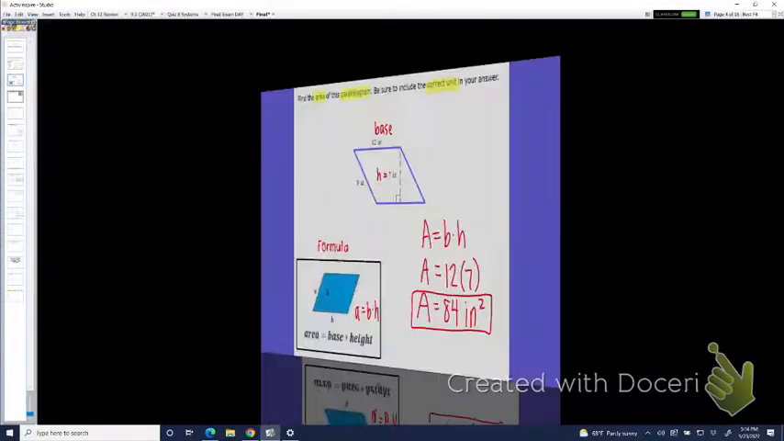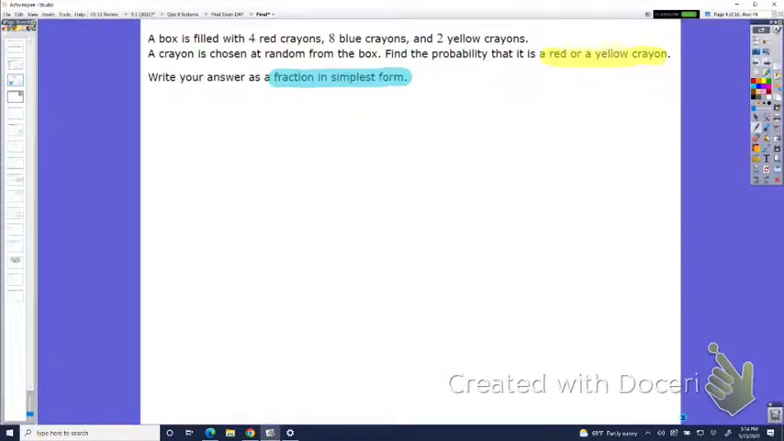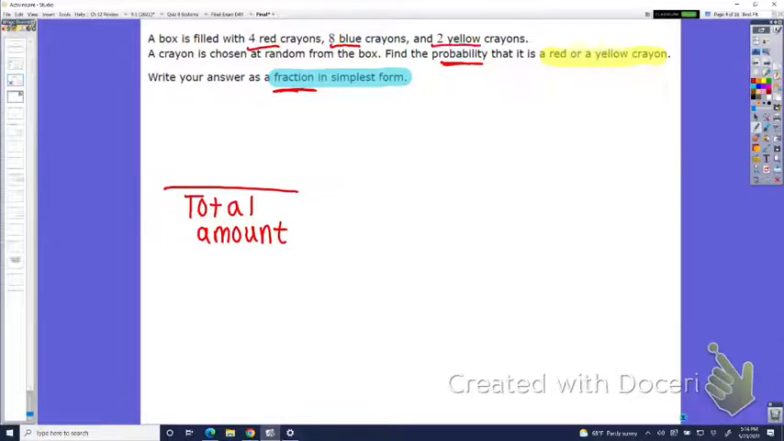The third example is a probability question. So the probability, they want it as a fraction in simplest form. So anytime you have the probability questions, the bottom number is always the total amount. So if we're looking at this question, it's filled with 4 red, 8 blue, and 2 yellow. So that adds up to 14.